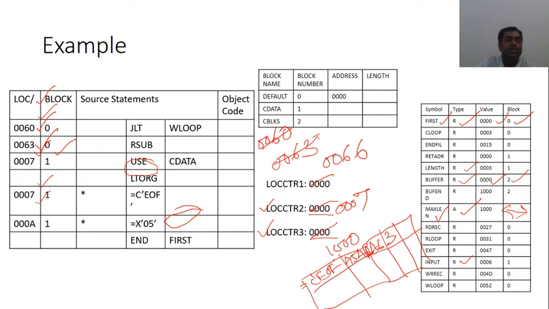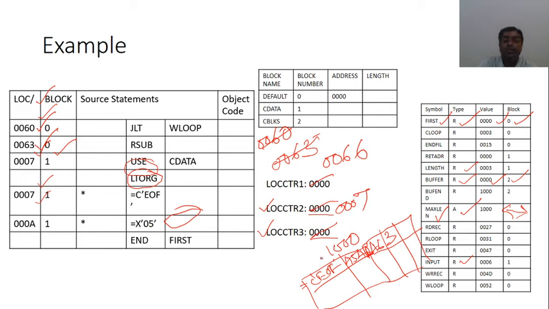Now I am getting here USE CDATA, that means block 1 is started from here. And after this I am getting another instruction, LTORG, that means literal pool. We have to generate the literal pool now, because this pseudo instruction tells the assembler to generate the literal pools that were used earlier. That means the literal pool for the literals that are used earlier is generated here.